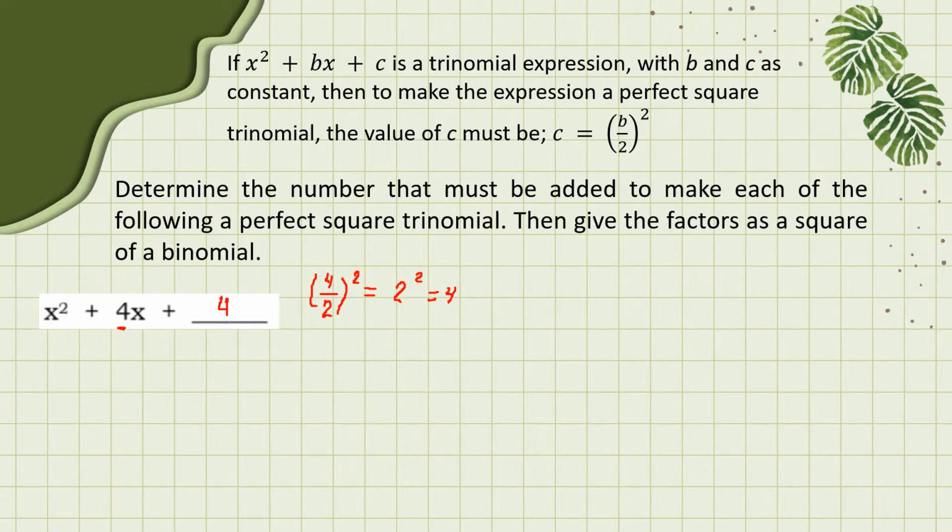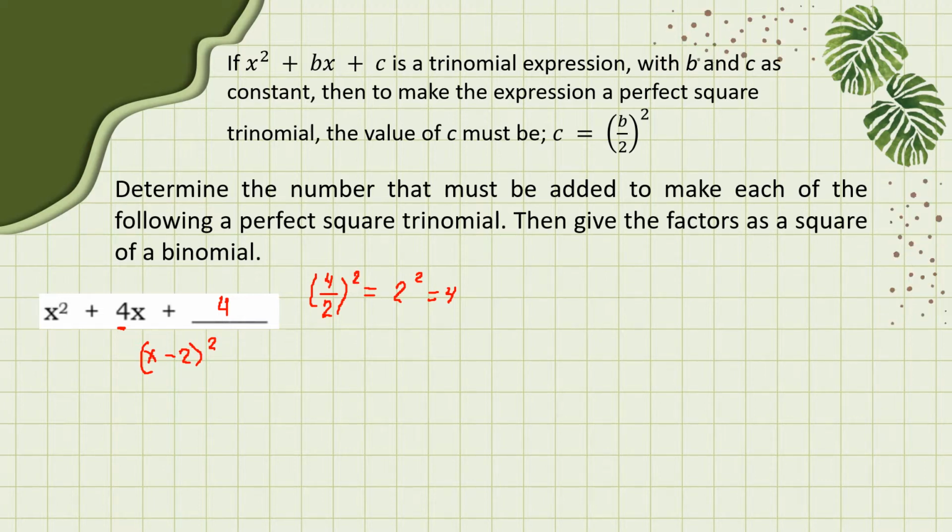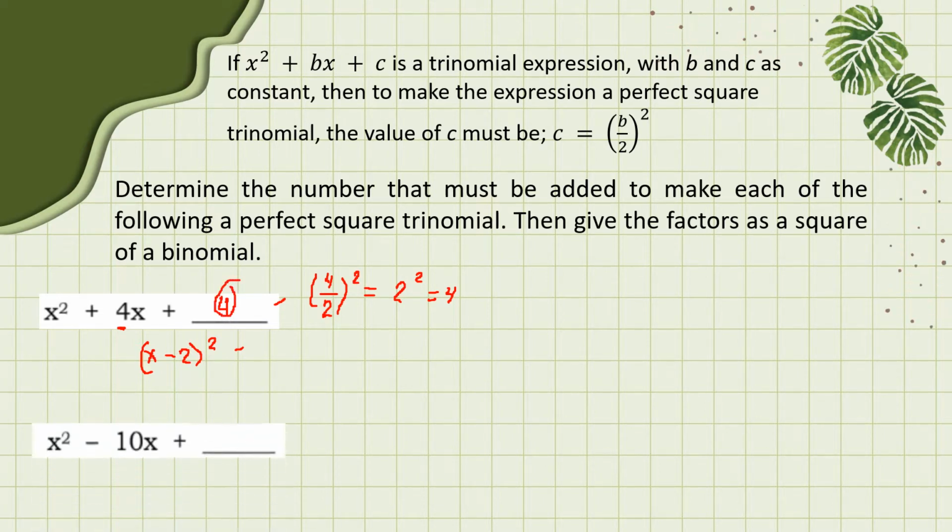To make this given a square of binomial, pag kinuha po natin yung factor po nito, ito po ay magiging x plus 2 raised to the second power. Ayan. So ito po ang perfect square trinomial. Kinonvert po natin siya sa square of binomial. So 4 po ang ilalagay po natin or 4 po ang number. Let's have here another example.